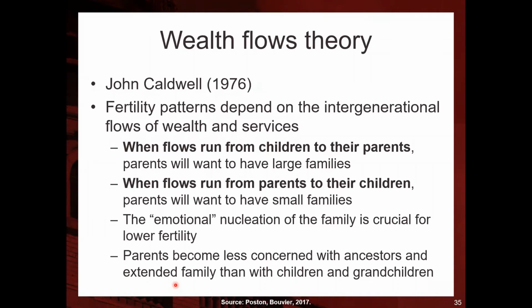So John Caldwell in '76 developed the wealth flows theory, really with an economic approach. Fertility patterns, according to this theory, depend on the intergenerational flows of wealth and services. So if I live in a rural area and my family bases all our resources on the amount of food and products that we raise in our little farm, in our little property.